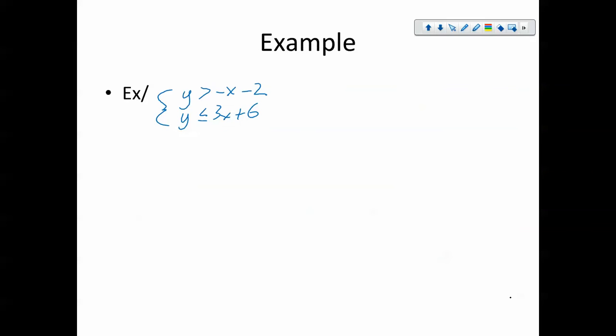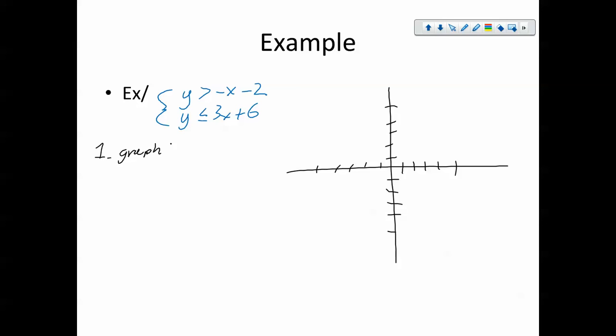So let's go ahead and do an example. So we've got a system here. Both of these are lines in slope-intercept form. And we're going to first, number one, graph both lines. So graphing both lines, I'm going to do the top line first. We're going to call this line 1. And I'm going to do line 1 in red. That's going to be the red line.